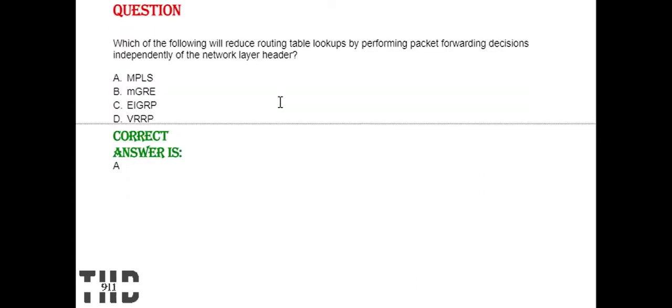Which of the following will reduce routing table lookups by performing packet forwarding decisions independently on the network layer header? Option A, MPLS. Option B, mGRE. Option C, EIGRP. And option D, VRRP. The correct answer is option A.